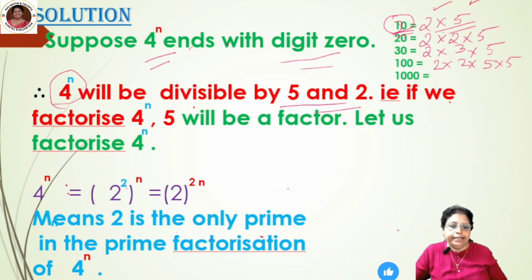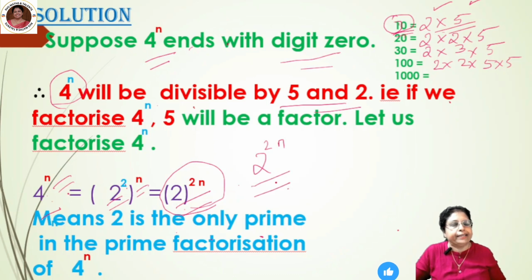So let us try factorization of 4 raised to n. 4 can be written as 2 squared, so 4 raised to n is 2 squared, whole raised to n, that is 2 raised to 2n. See this, 4 raised to n can be factorized as 2 raised to 2n. In 2 raised to 2n, you can see 2 is the only prime factor. That means 5 is not a factor here.